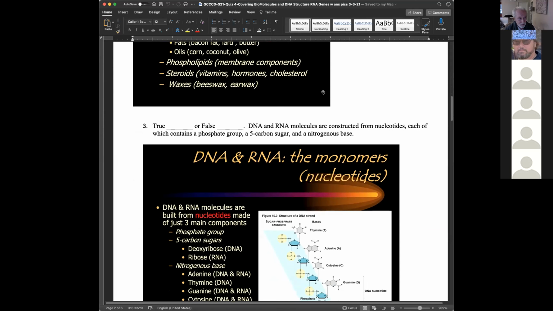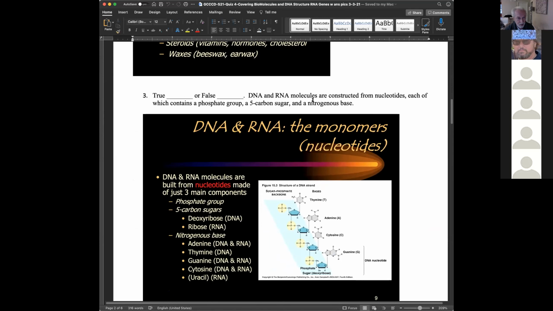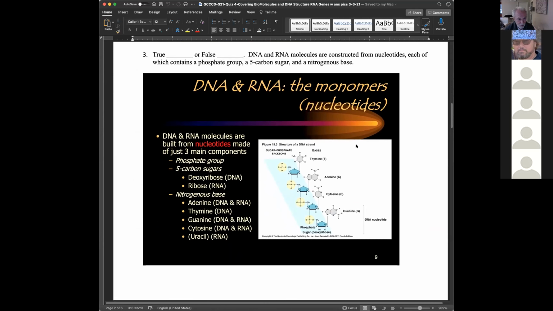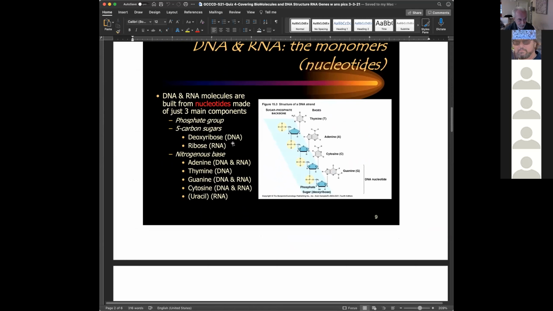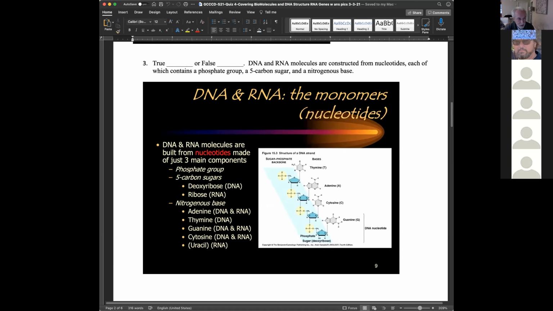The third one is true or false. DNA and RNA molecules are constructed from nucleotides, each of which contains a phosphate, 5-carbon sugar, and a nitrogenous base. And that is true. Shown on this slide that we had previously. Nucleotide chain of monomers makes a nucleic acid, and each monomer, each nucleotide has those 5 units. So that's a true statement.